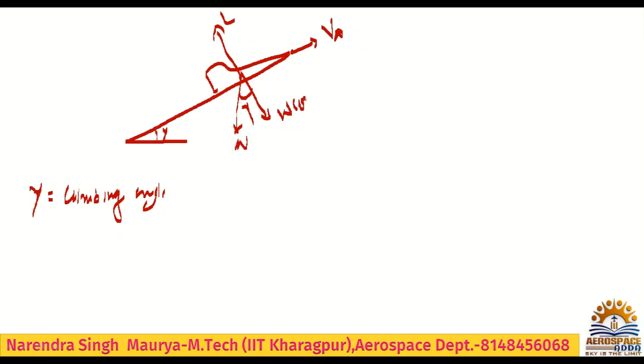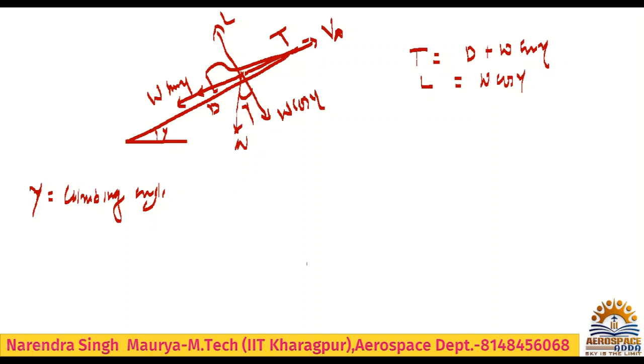This component will be the cos component, and this component will be W sin gamma. This is the opposing force called drag here. And this is the forward force, it will be thrust. Check all the balancing of the forces: T is equal to drag plus W sin gamma, and L is equal to W cos gamma.